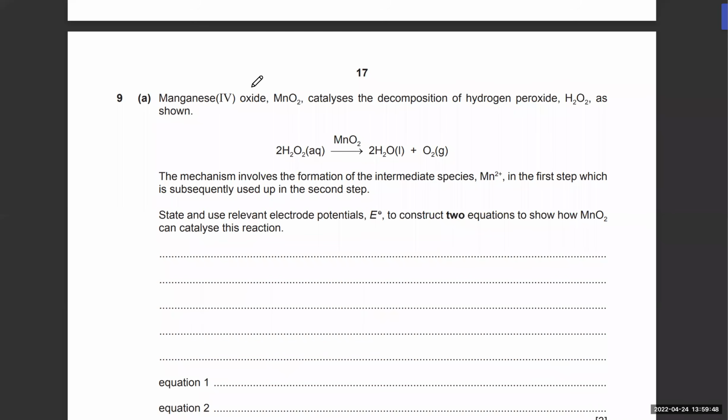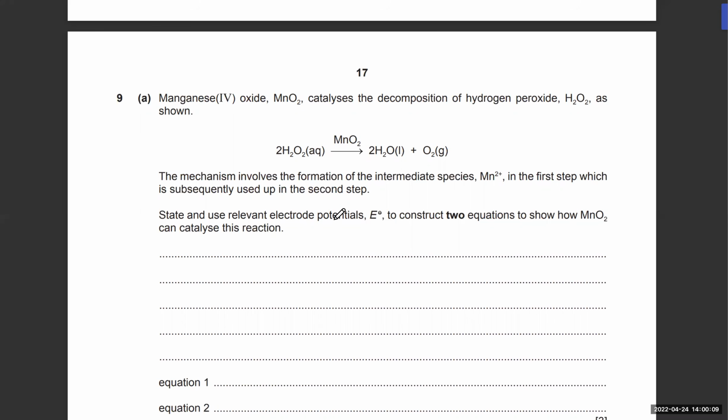The manganese oxide catalyzes the decomposition of H2O2. The mechanism involves the formation of the species Mn2+ in the first step, which is subsequently used up in the second step. Use relevant electrode potentials to construct two equations to show how.